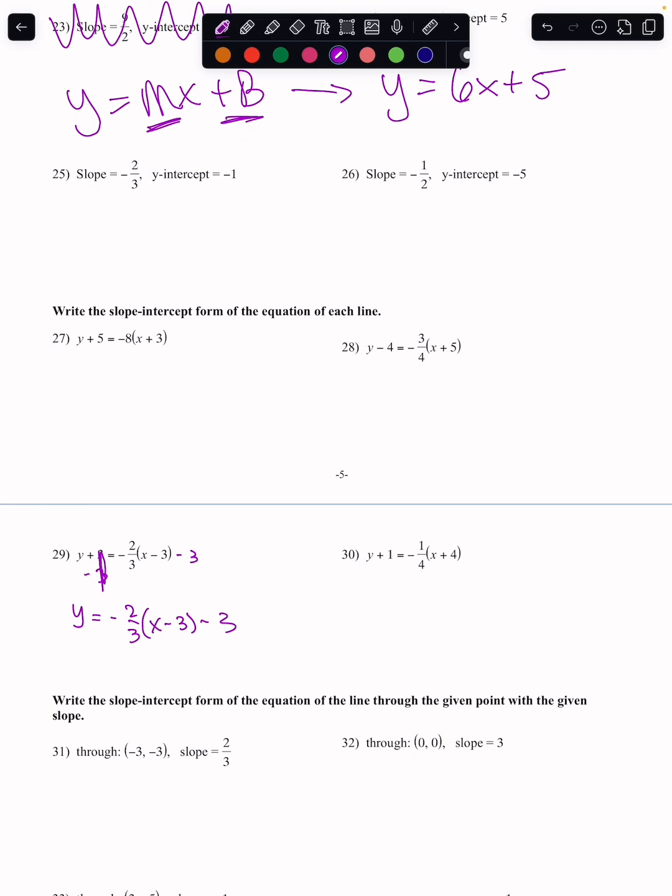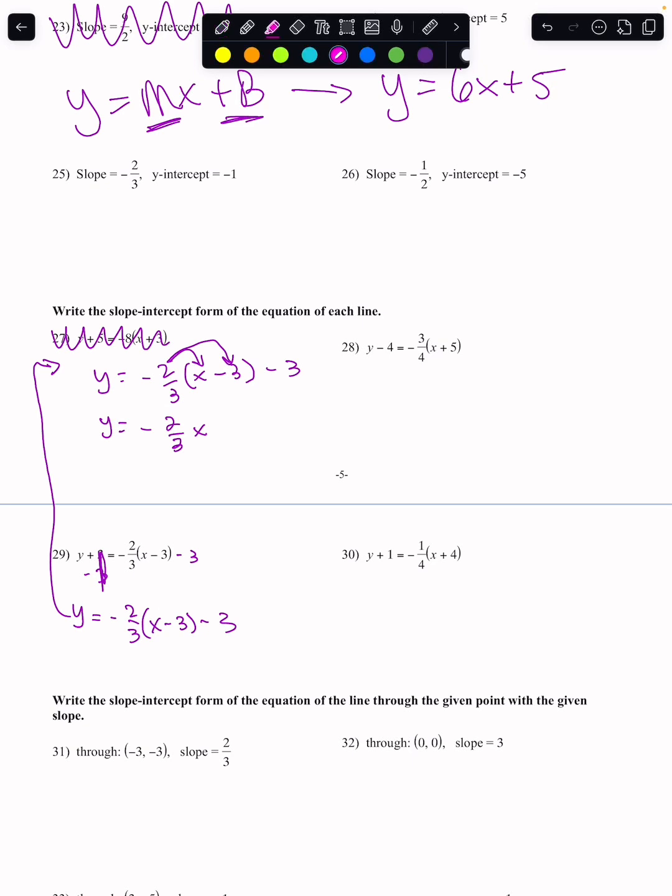Go ahead and distribute that. Y equals negative 2 thirds x. Now remember when we do these, you've got to do this negative 2 times the negative 3, and that's going to be positive 6. Positive 6 divided by 3 is positive 2. And then finally, I do 2 minus 3, and 2 minus 3 is negative 1. This is the answer I'm looking for.